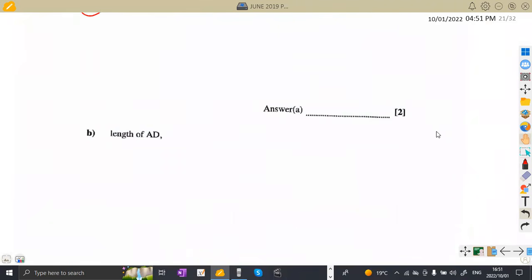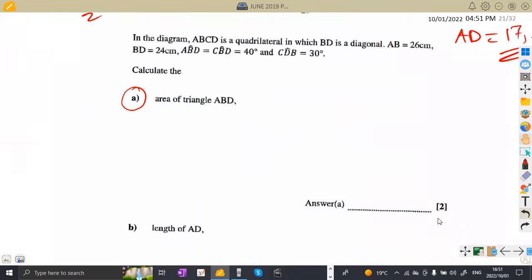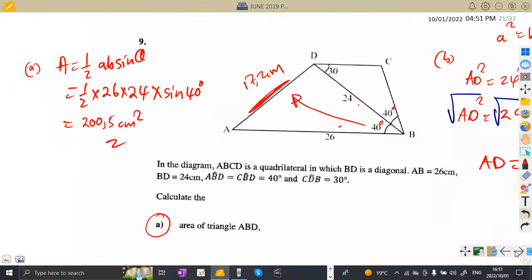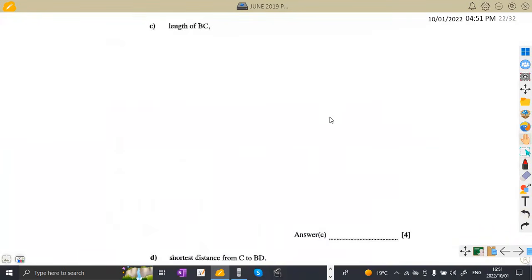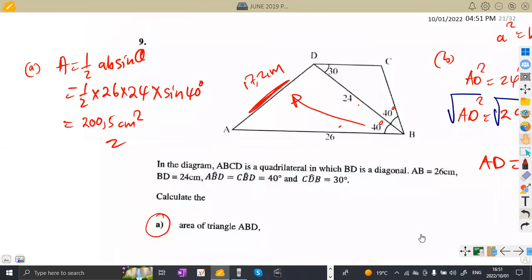Okay, so we're going to have the other part of the question. So let's see. The length of BC. Okay, so this is C. We want to calculate the length of BC. So what can we do to find the length of BC? Let's cross-check our diagram. All right, so this is the length of BC. This is our BC here, which means we can focus on this triangle here.